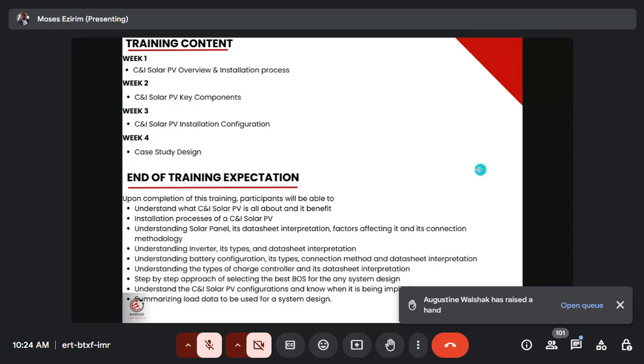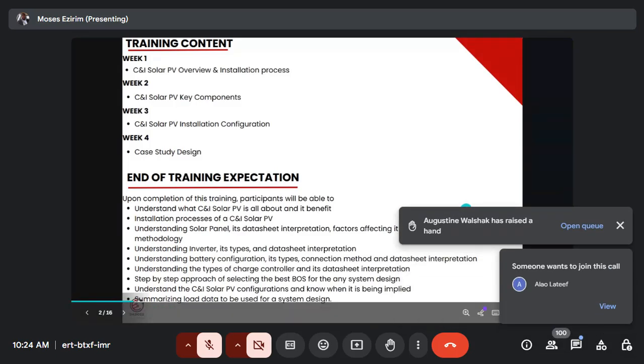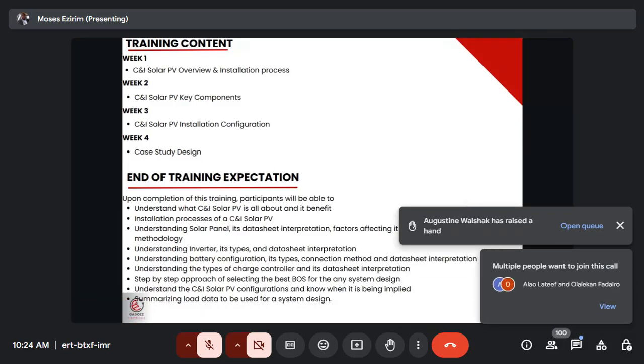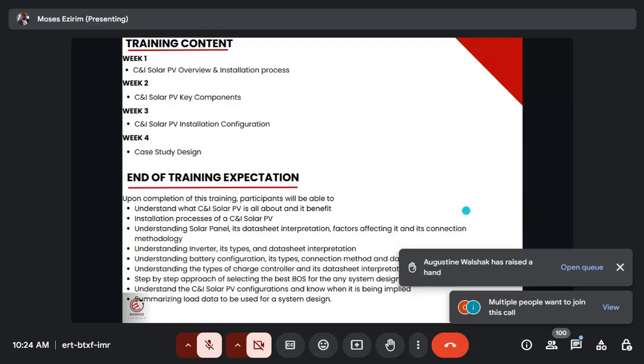All right, so at the end of the training, you should be able to understand what CNI solar PV is all about and its benefits. You're going to understand the installation processes of a CNI solar PV. It's different from residential installation, because with residential installation, once you're done, you just tell the owner, sir, I'm done, start using it. It is practically different. So we're going to understand the solar panel, how to understand the data sheets. It's very, very key. All right?